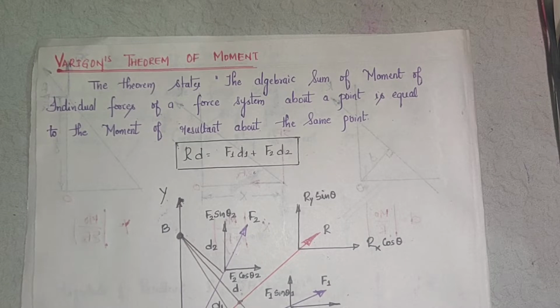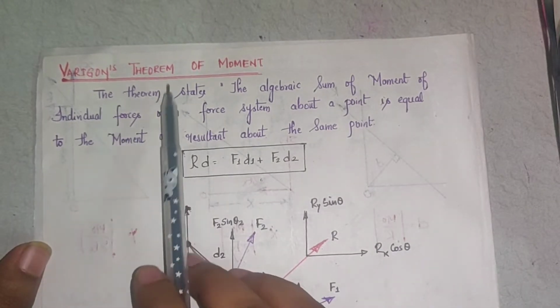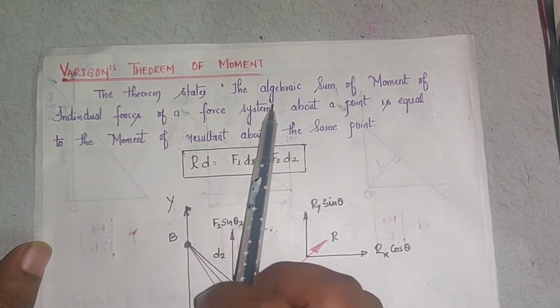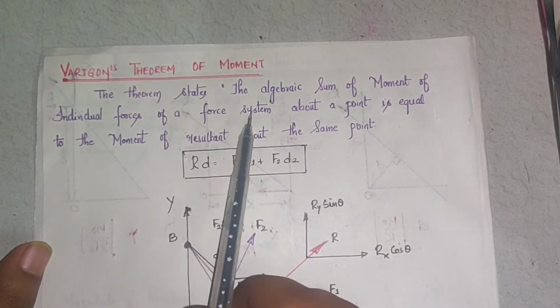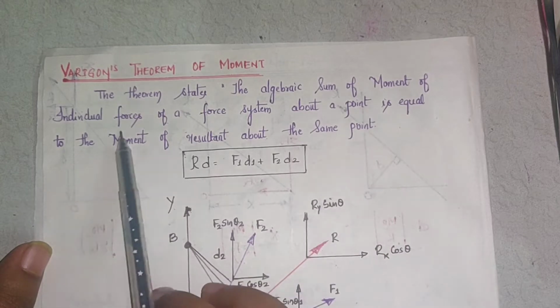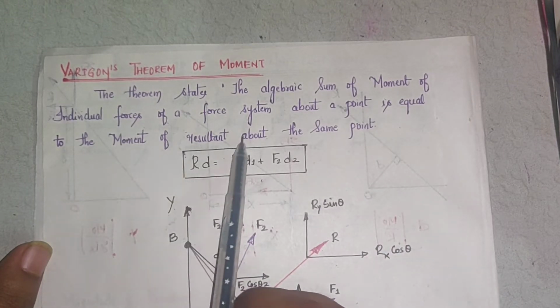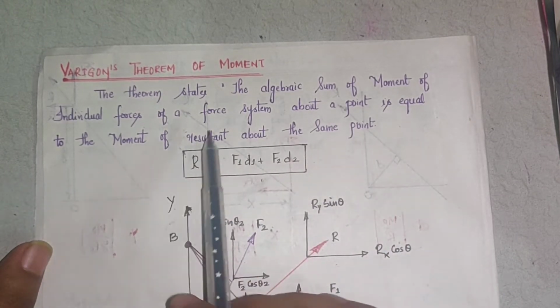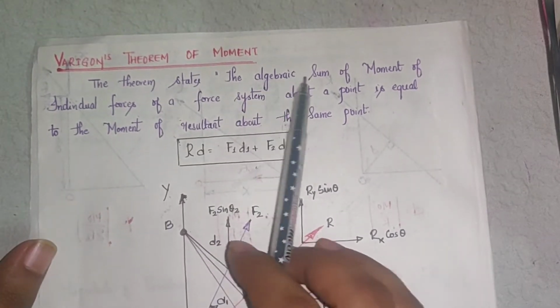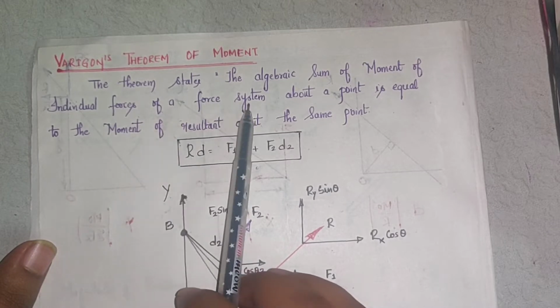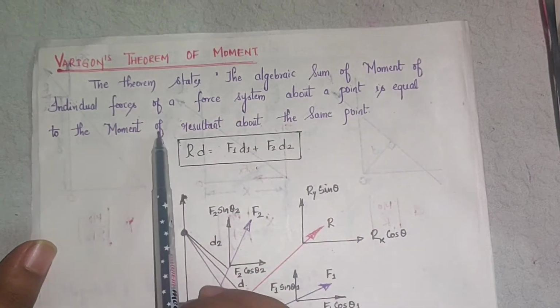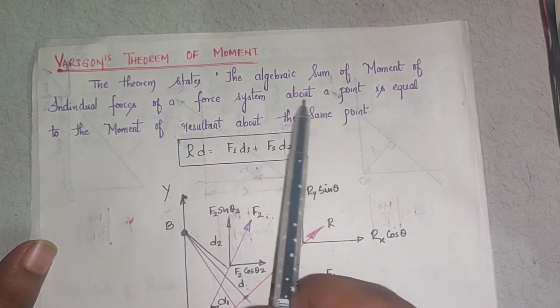So to begin with, first let's state what the theorem says. Varignon's theorem states that the algebraic sum of moments of individual forces of a force system about a point is equal to the moment of the resultant about the same point. I'll stress again: the algebraic sum of moments of individual forces of a force system about a point is equal to the moment of the resultant about the same point.